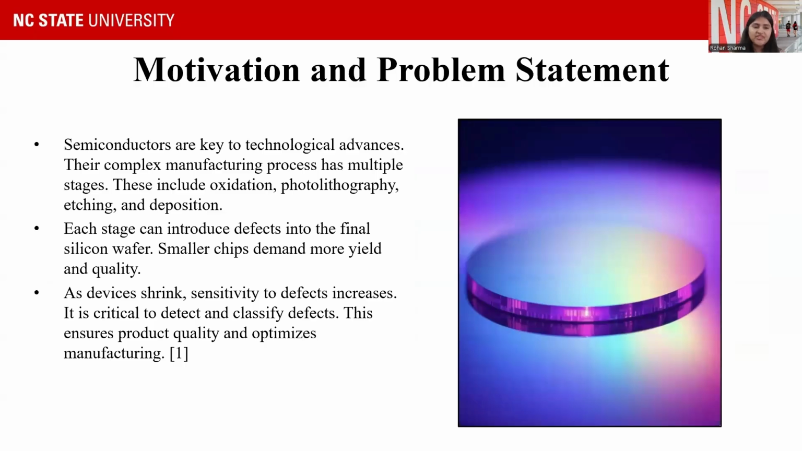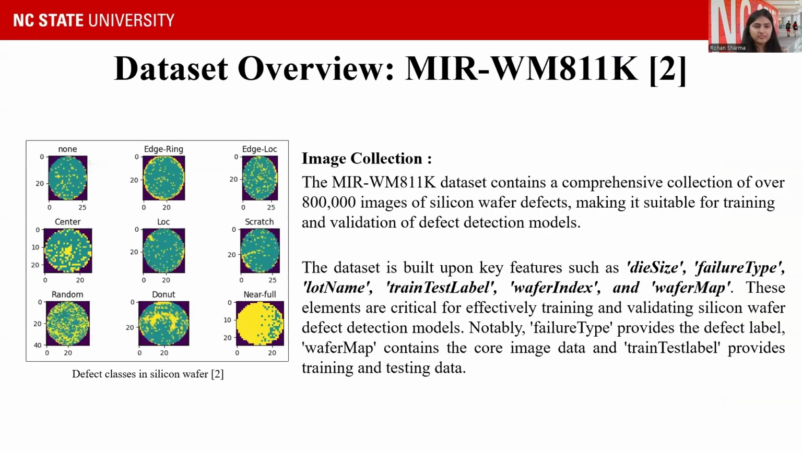Coming to our motivation, semiconductor chips are the backbone of modern electronics and key to technological advances. Their manufacturing involves highly sensitive processes like oxidation and photolithography, where even a minor defect can reduce chip yield and performance. As devices become smaller and denser, defect localization becomes critical. Our goal was to develop a CNN-based classifier which aims to accurately locate and categorize these defects in order to support quality control and process optimization.